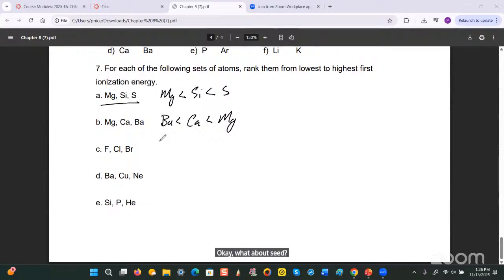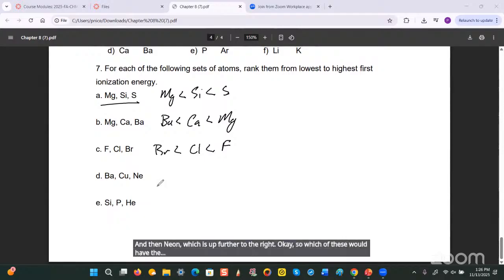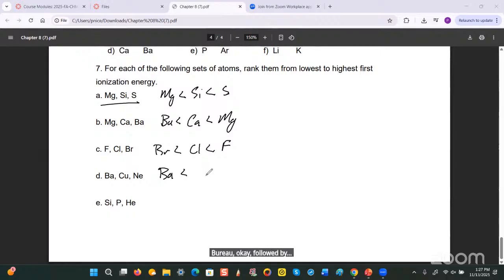Which would be the lowest? Bromine, followed by chlorine. Okay, what about D? Now, D, they have barium, which is there, copper, which is up further, and then neon, which is up further to the right. So which of these would have the lowest first ionization energy? Barium, followed by copper, and then neon. Okay, very good.